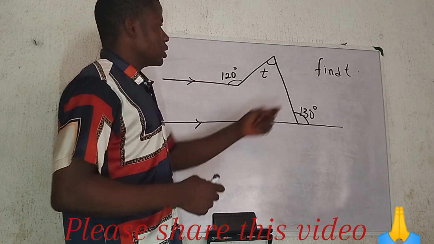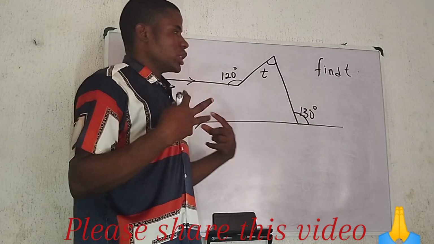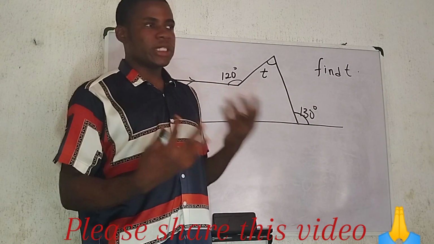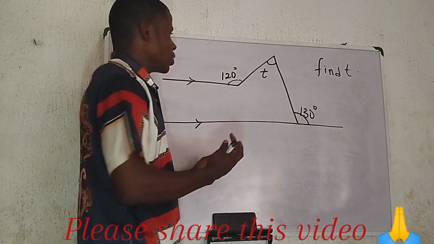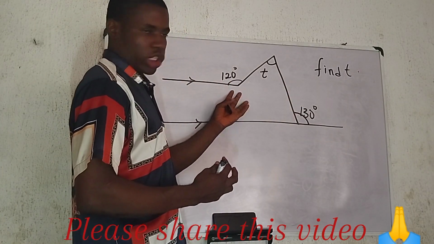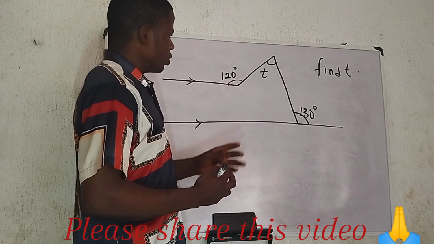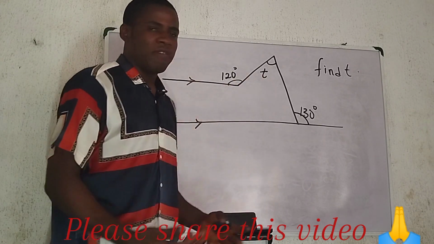Very good. Now the question says find t. It's just like discussing basic facts on angles formed between lines. So watch out, this is the shape, the diagram. Looking at it, we are to find t. How do we find t?